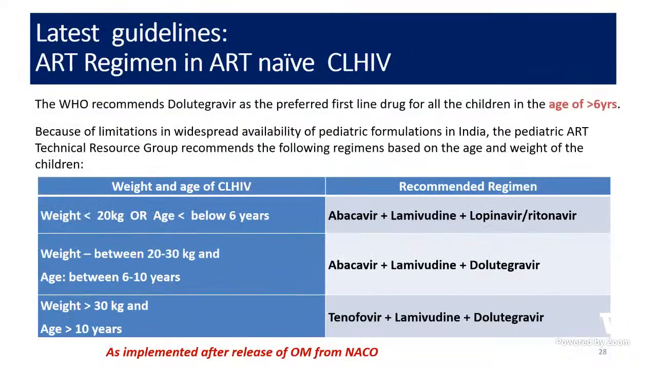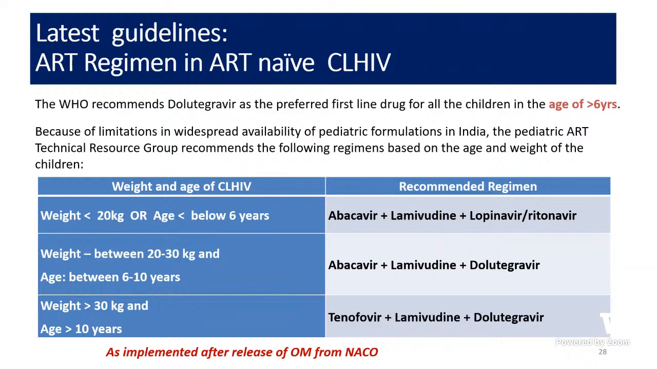Now, the latest guidelines about the children, as we know, the WHO recommends dolutegravir as the preferred first line for all the children in the age group of more than 6 years. Because of limitations in the widespread availability of pediatric formulations in India, the pediatric ART technical group, that is the TRG, recommends the following regimens based on the age and the weight of the children.